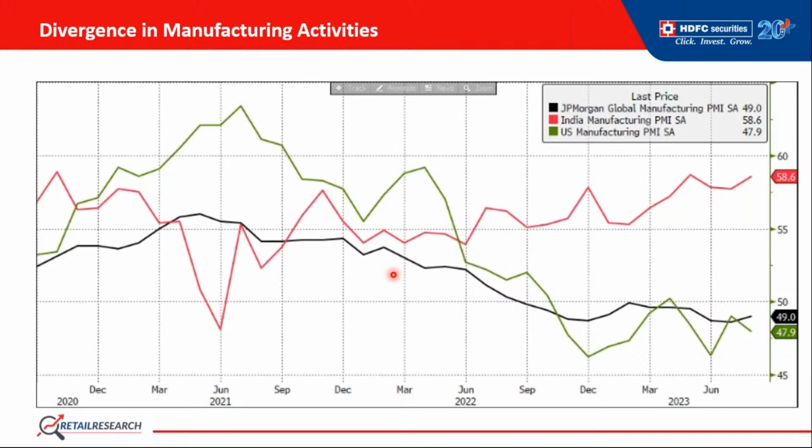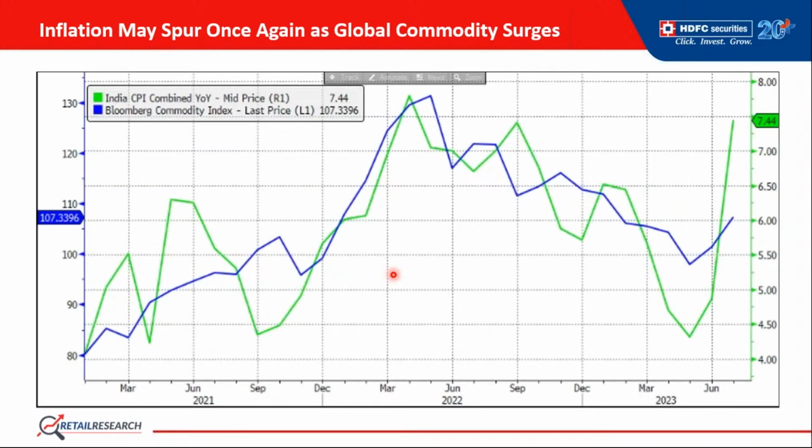Second factor, we see the inflation. If you go by the last few months' inflation numbers, you can see that the green line is India's CPI number. This is the global commodity index. You can see from the chart that the commodity index has bottomed out along with the Indian CPI. That indicates that as global commodity prices have started moving higher, inflation on the domestic front is also seeing upward momentum.